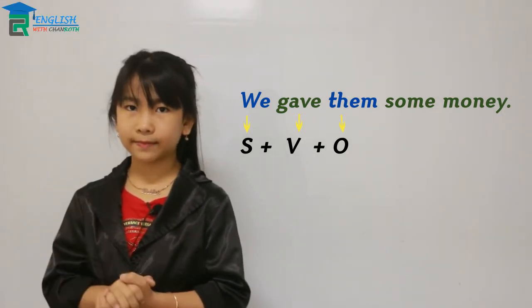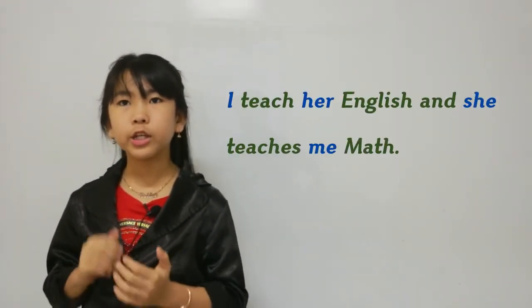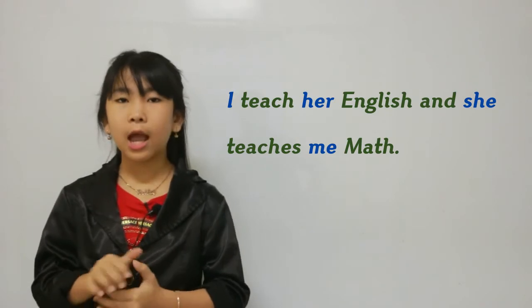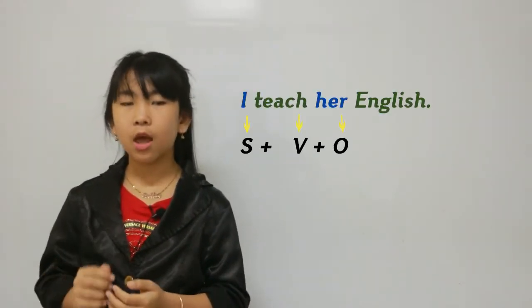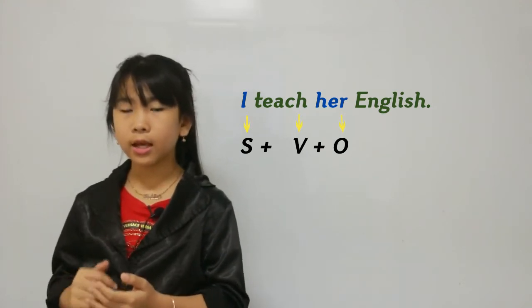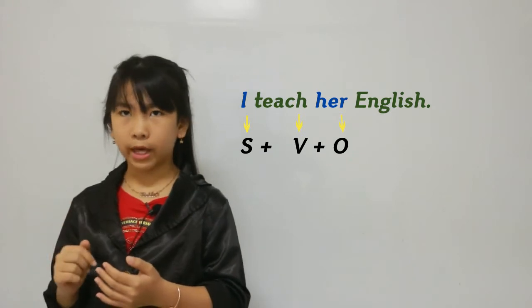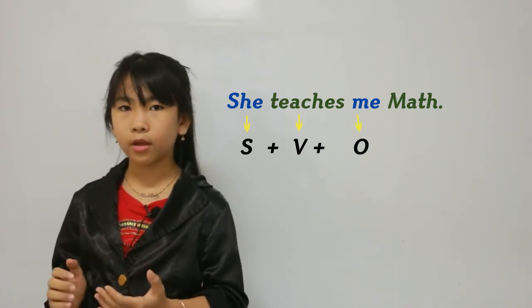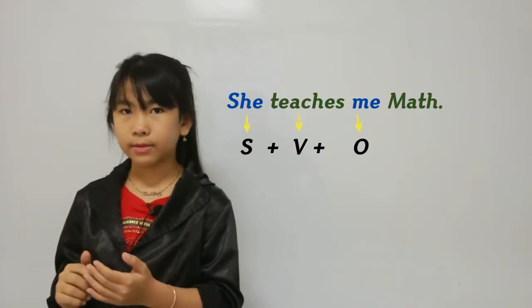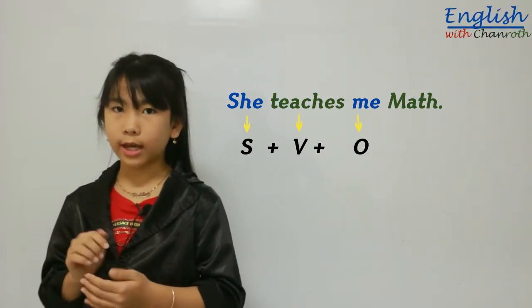them, object. Or, I teach her English and she teaches me math. I teach her English. I, subject, teach, verb, her, object. She teaches me math. So, she, subject, teaches, verb, me, object.